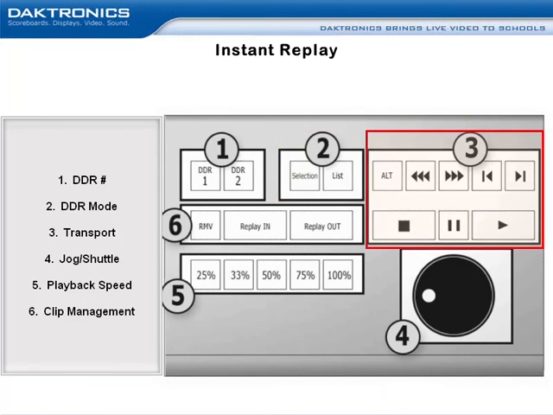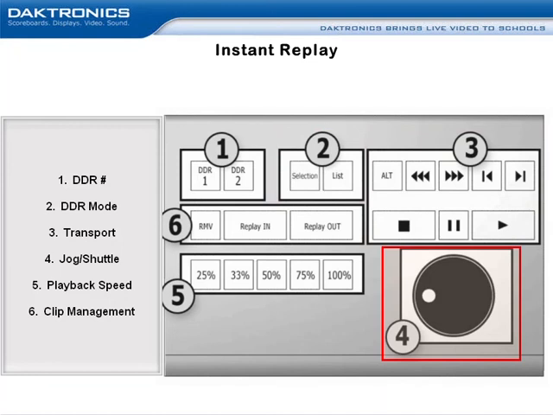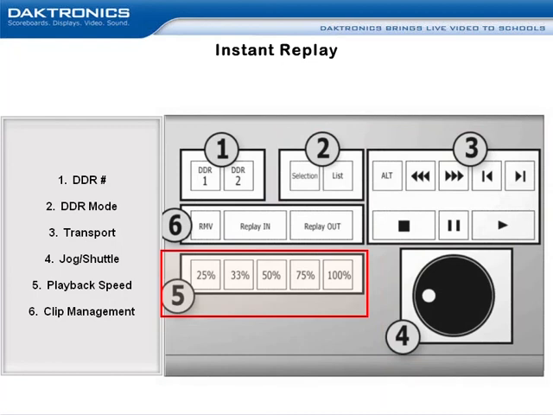Transport. This group of buttons provides DDR transport controls, including play, pause, fast forward, and rewind. Jog shuttle. The jog shuttle control operates just like a professional VCR. The control consists of an inner jog wheel and an outer shuttle ring. Playback speed. The playback speed allows the user to select how fast they would like the clip to play back. Clip management. The remove button, labeled RMV, removes the currently highlighted clip, if any, from the selected DDR's playlist. The replay in and replay out allows the users to mark where they would like the clip to start and stop.